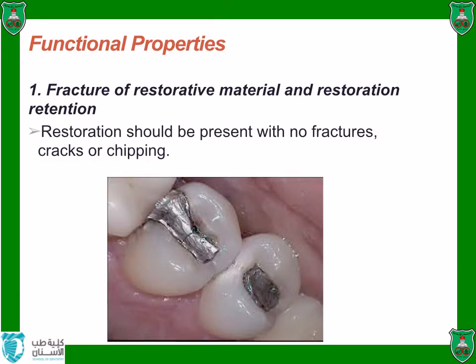So fracture of restorative material: you should look at the restoration to check that there is no fracture. The restoration should be present with no fracture, cracks or chipping. If we have a fracture, we may have secondary caries. If part of the restoration is missing or part of the tooth structure is missing, we should record this and make our further examination.